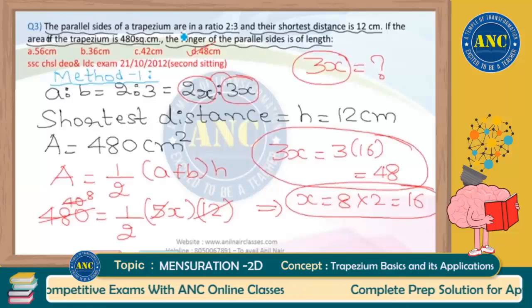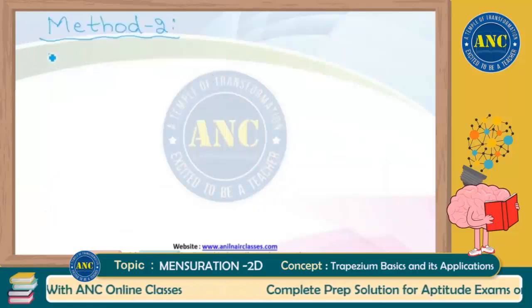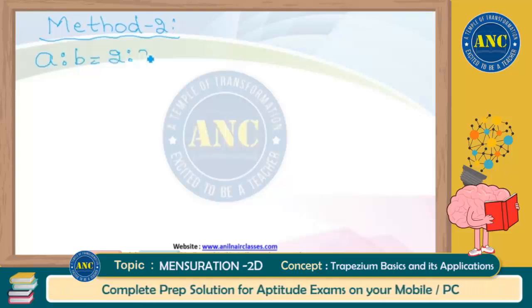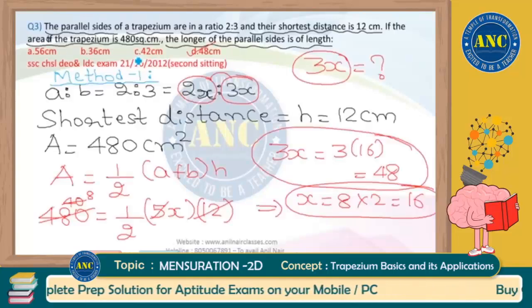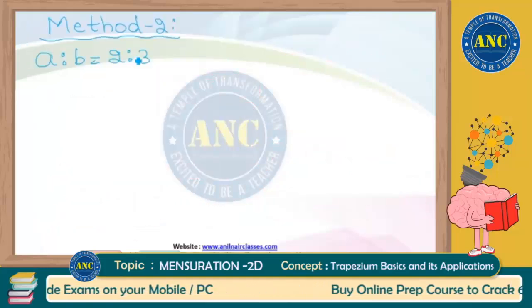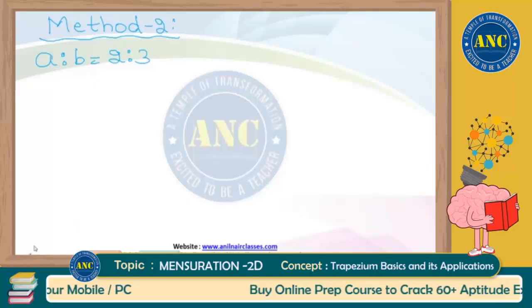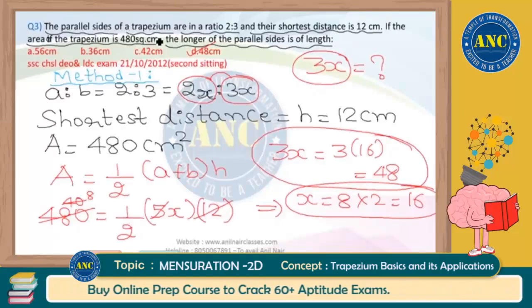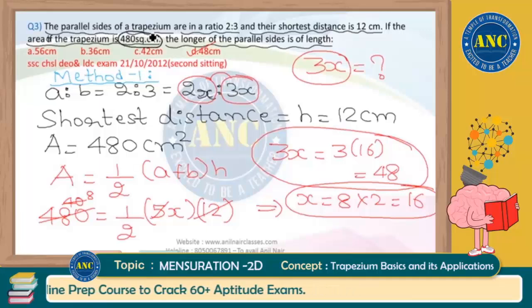The question says the parallel sides are in the ratio 2:3. A is to B is given in the ratio as 2:3. Beautiful. That is the first statement. Shortest distance is 12 centimeters. That means height is given in the question as 12 centimeter. Now, area is given in the question as 480 centimeter square. Find the longer length of the parallel sides.